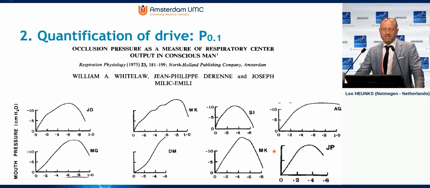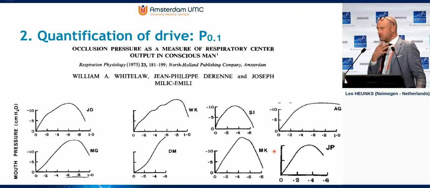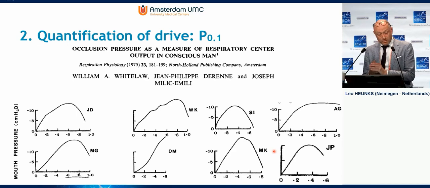But very interesting is the P0.1, which is defined as the decrease in airway pressure during the first 100 milliseconds of an occluded breath. It was already described in 1975 by the group of Joseph Milic-Emili. And what you'll see here is 8 healthy subjects where unexpectedly the inspiration was occluded.